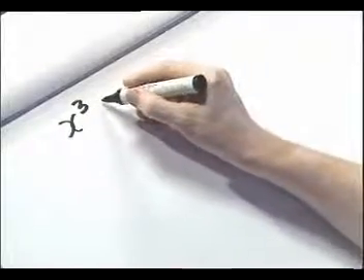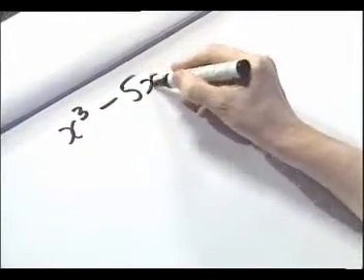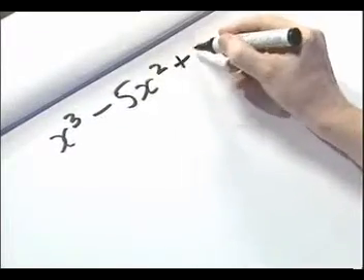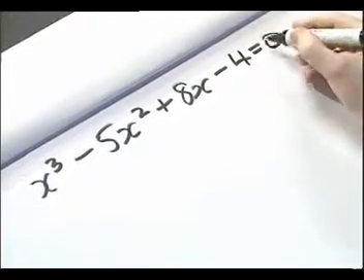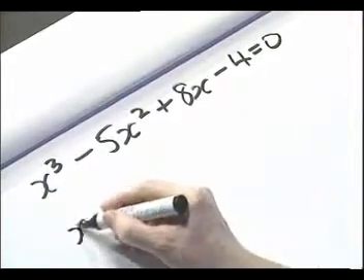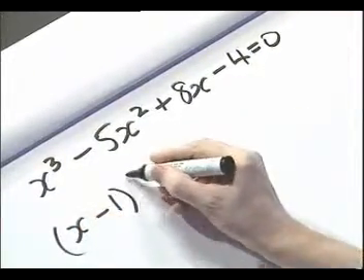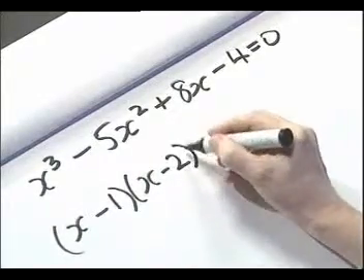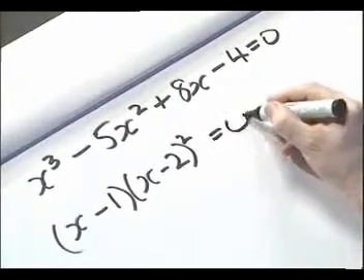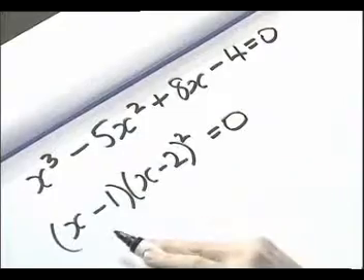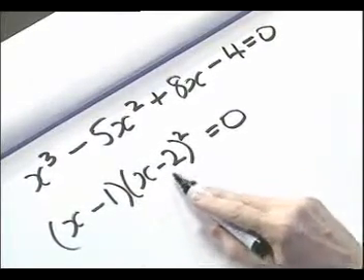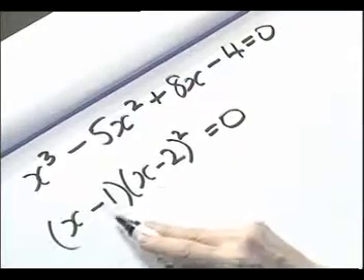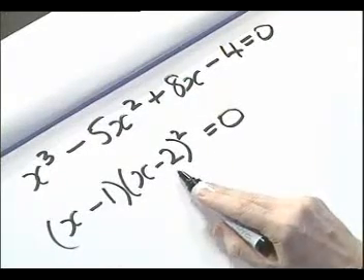The equation x cubed minus 5x squared plus 8x minus 4 equals 0 factorizes to x minus 1 times x minus 2 all squared, and that is equal to 0. In this case we do have 3 roots, but 2 of them are the same. We have x minus 2 squared, so we only actually have 2 solutions.